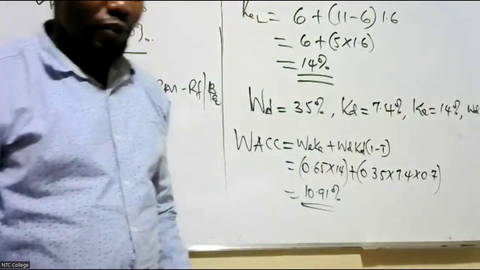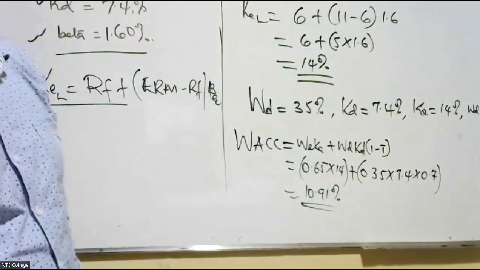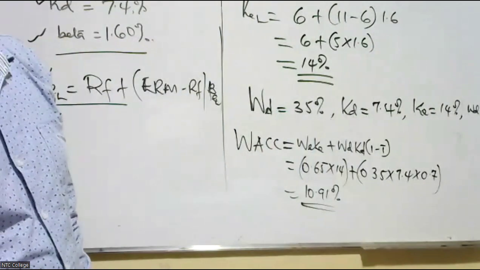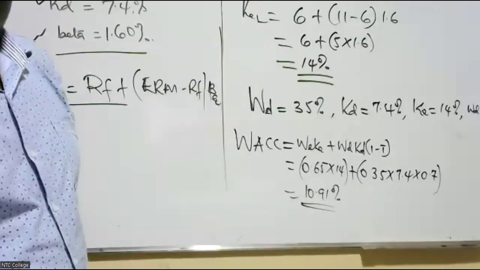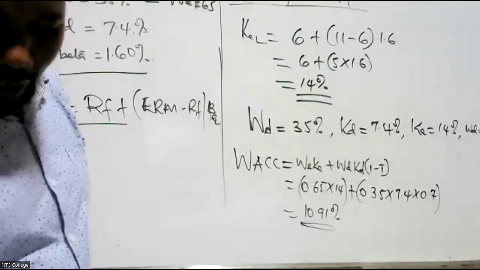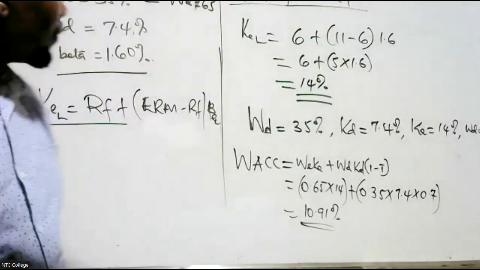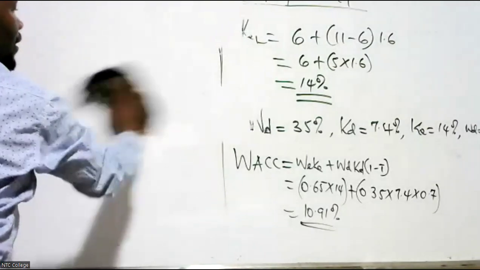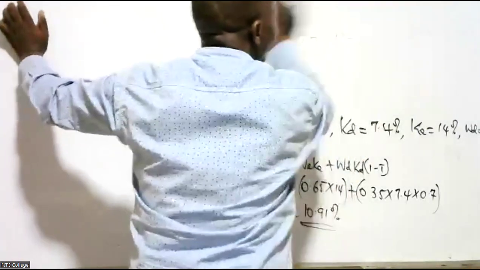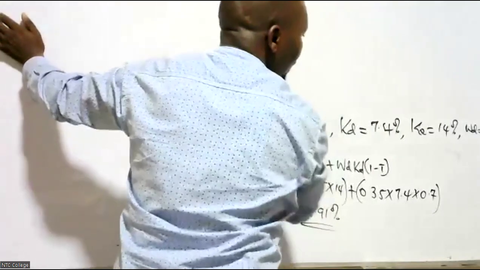Now we have sorted Roman number 2, the second question. Roman number 2 wanted you to calculate the last one, the offer price of Tiny Limited, using a discounted cash flow based valuation. So we need to know the discounted cash flow. We need to calculate the NPV, right? This discounted cash flow is basically NPV.